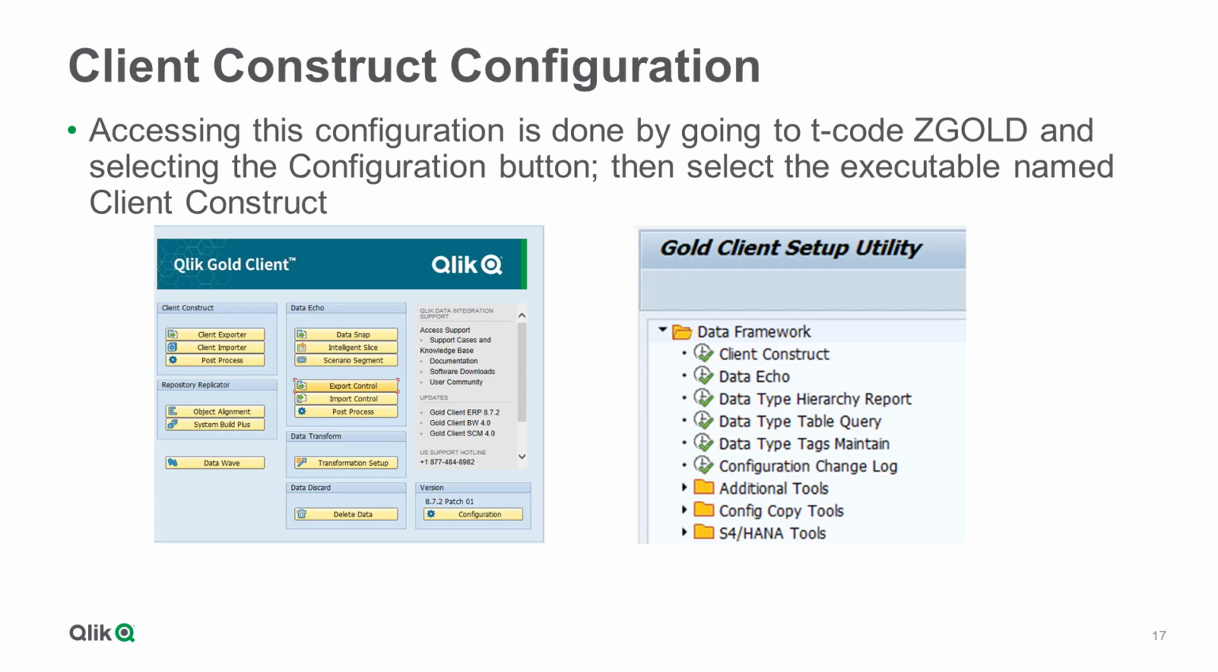With respect to the Client Construct configuration, it can be accessed by going to T-code ZGOLD, Z-G-O-L-D. From the Gold Client dashboard, select the Configuration button. On the next screen, select the very first executable named Client Construct.